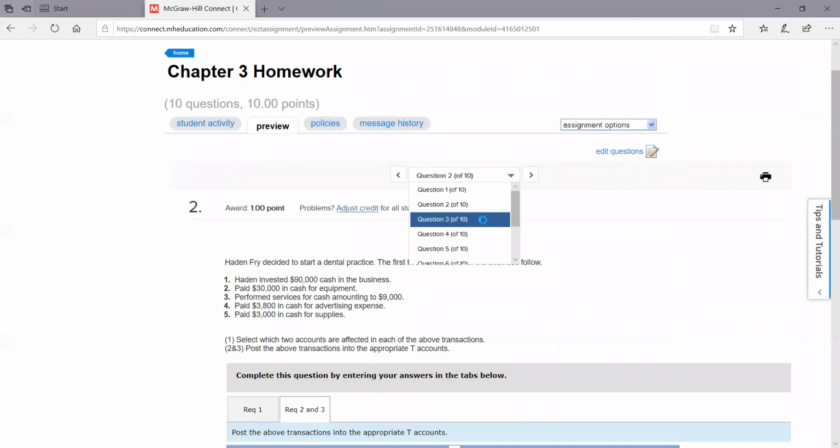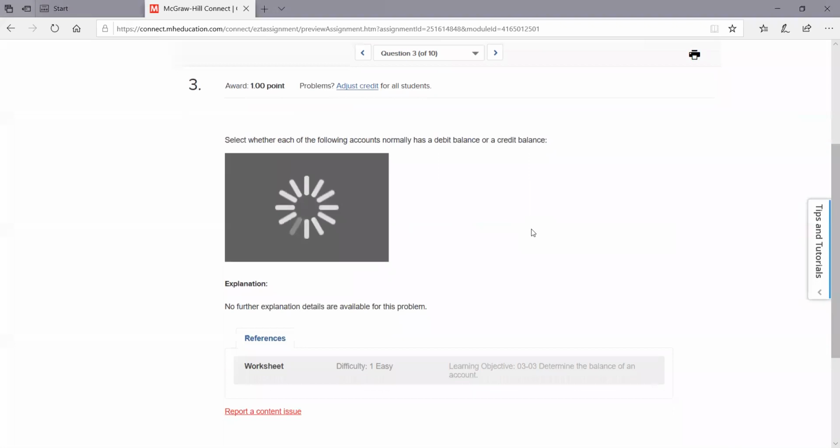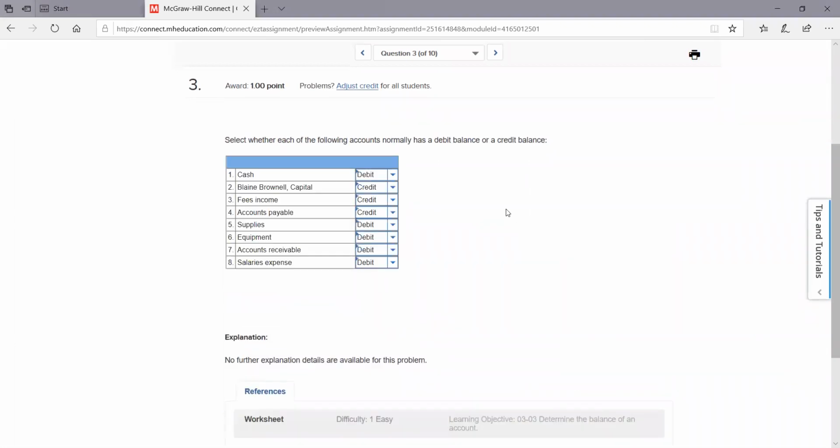Let's check out number 3. And number 3, again, we're getting into that concept of normal balance. Remember, the normal balance is always the increase side. So when we go through these, we'll say, first of all, is it an asset, liability, or capital item? So cash is an asset. Assets increase on the debit side, so it's a debit balance. Capital increases on the credit side, so it's a credit balance.